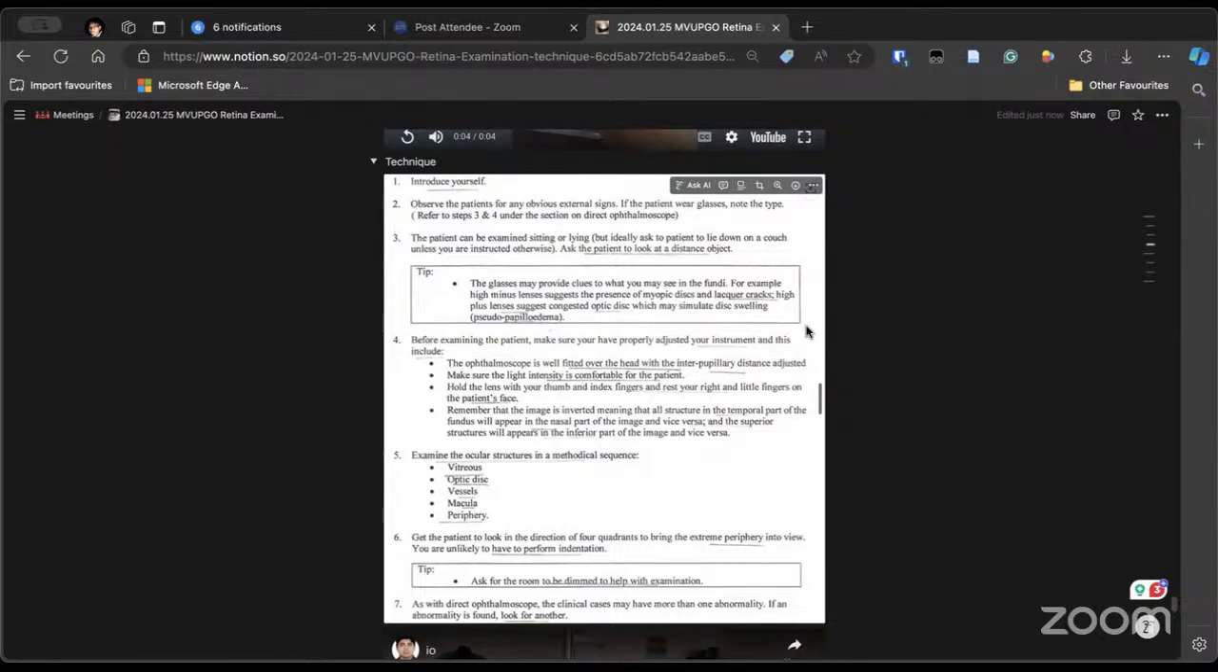And the patient should be examined lying, but in the exam it is not possible. You can ask the examiner, sir, can I request the patient to lie down? Most of the time it will not be allowed. So then you examine the patient in the sitting position, and you have to tell what you are doing. But in the exam there will not be much time.